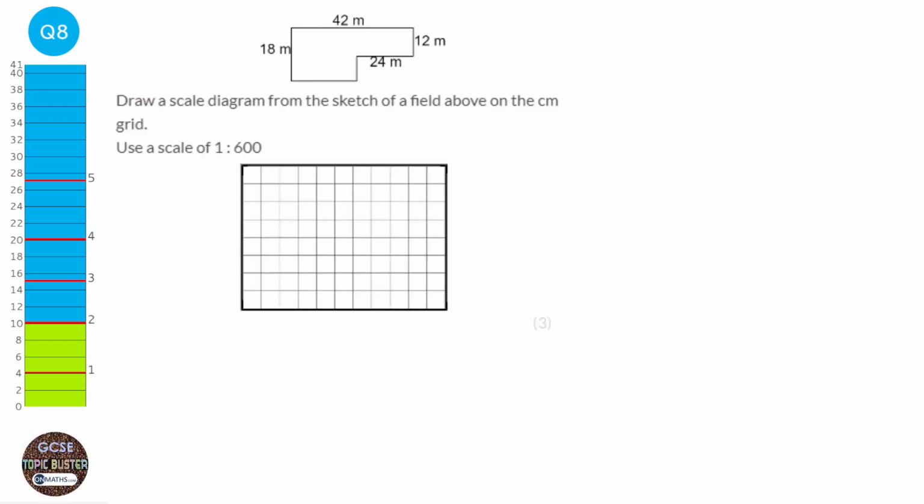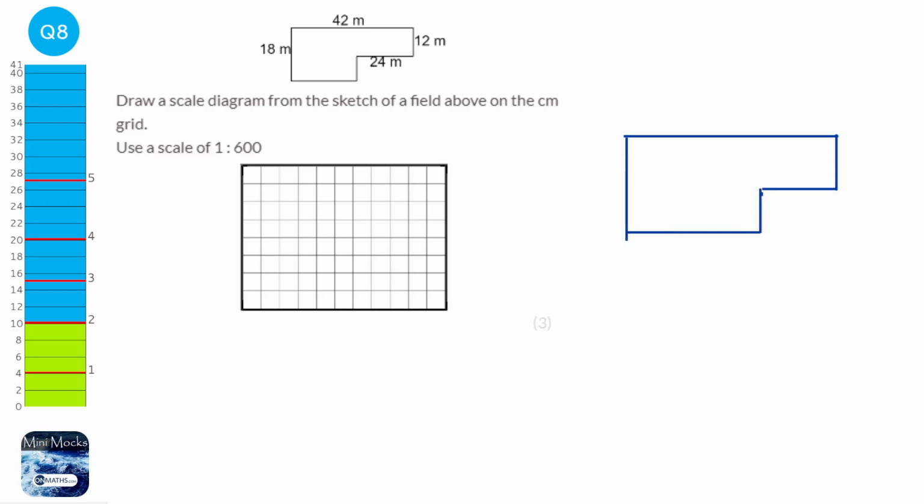First thing I'm going to do to answer this question is I'm just going to quickly draw out the shape again, just so I can show the calculations a bit easier. Okay, the first thing I'm going to do on the diagram is convert all of these lengths to centimetres. So we've got 4,200, 1,200, 2,400 and 1,800.